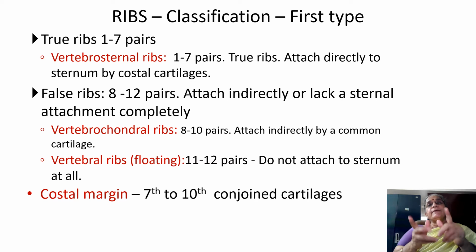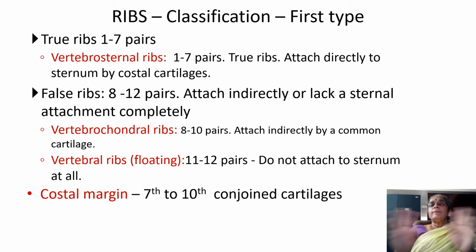Then the 11th and 12th pairs of ribs will not attach to the sternum at all. They are not attached to the sternum anteriorly, and the only attachment is their posterior attachment with the vertebra, and these are called the floating ribs.